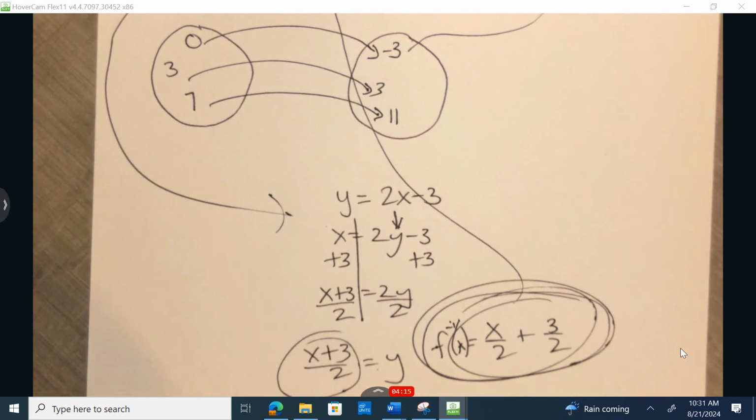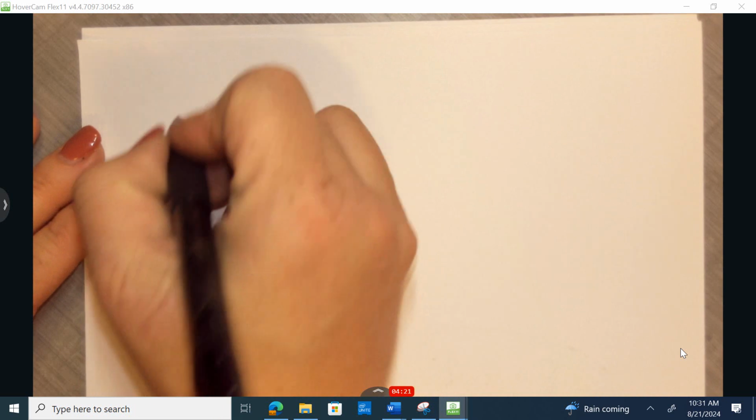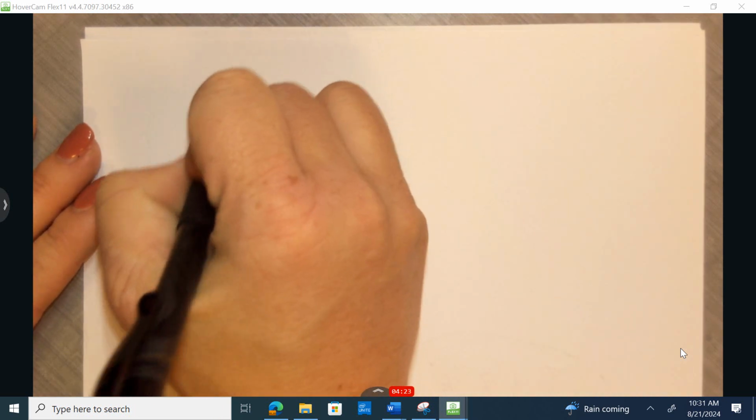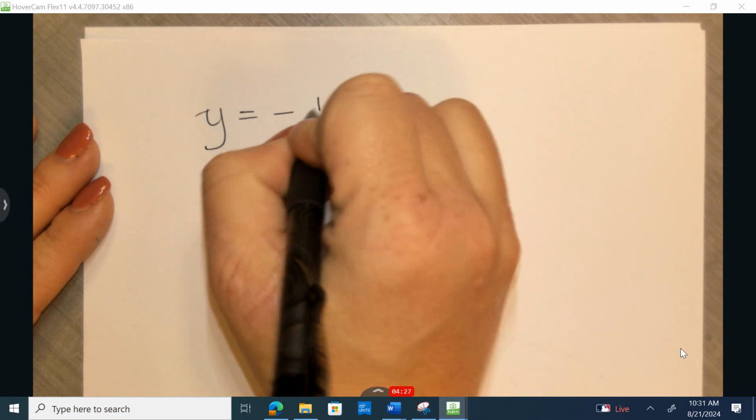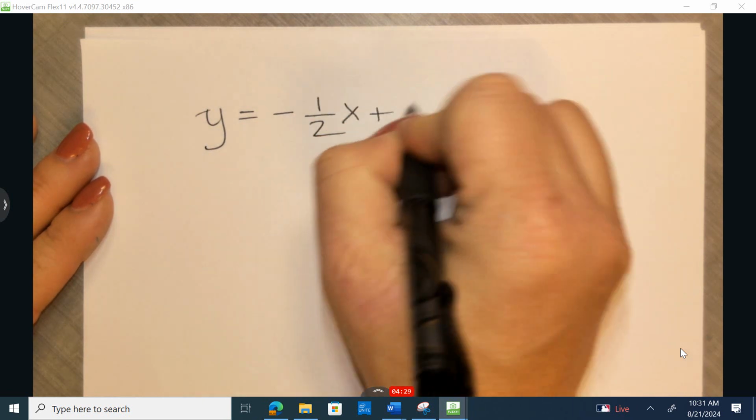Okay, are you ready? Go back to your partner right now. Here's your first problem, without my help. Let's do one more very simple problem. Let's start with y equals negative 1/2 x plus 5.